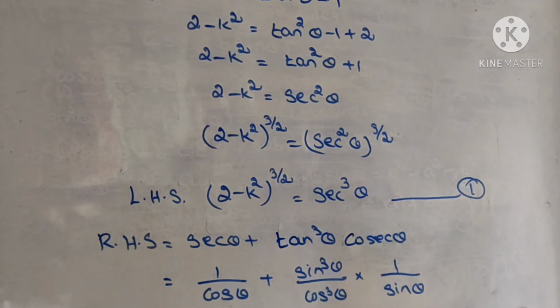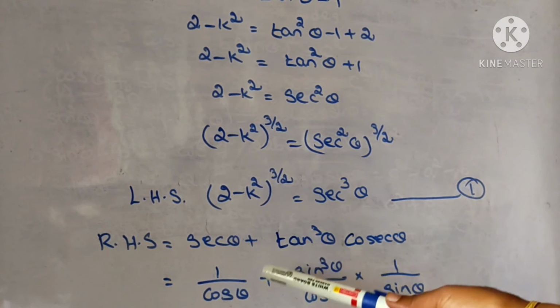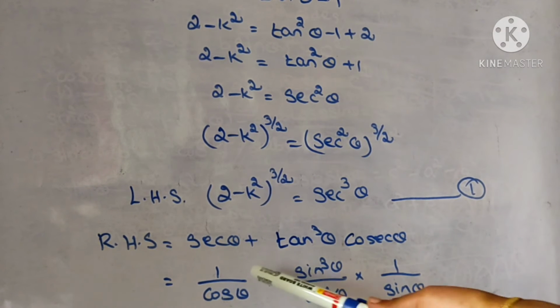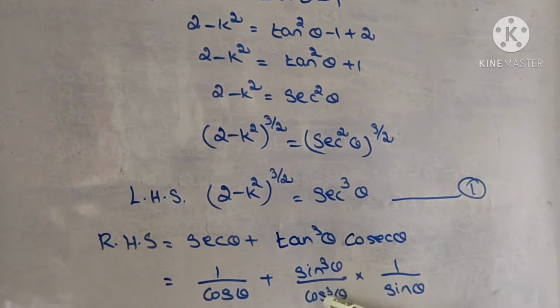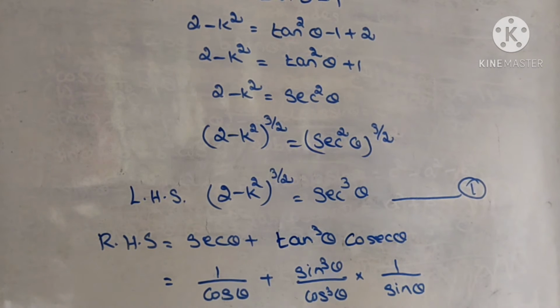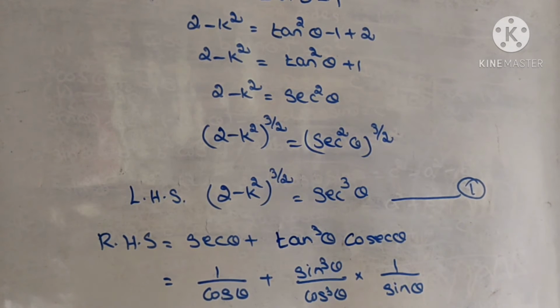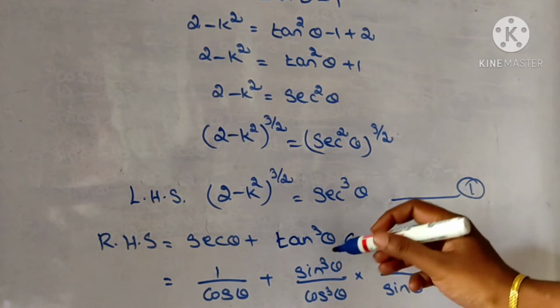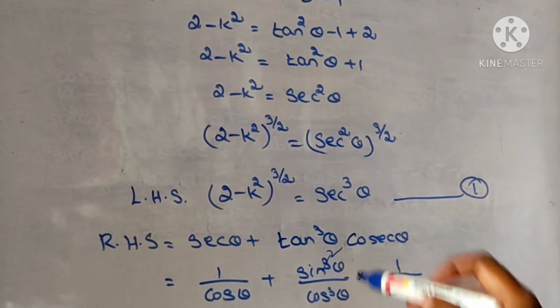So take the RHS value. RHS is secant theta + tan cube theta into cosecant theta. Write the important results. Secant theta is 1 by cos theta, and tan cube theta is sin cube theta by cos cube theta. Cosecant theta is 1 by sin theta. Here sin theta and sin cube theta, so one sin theta term cancels. The balance is sin square theta in the numerator.